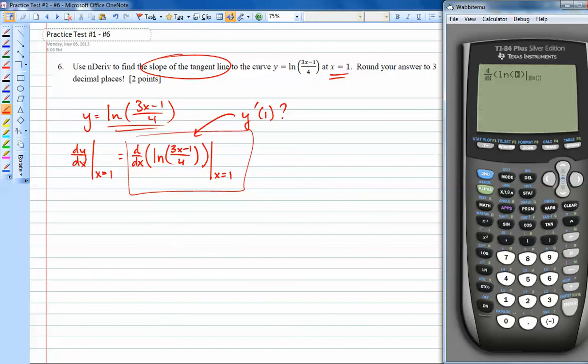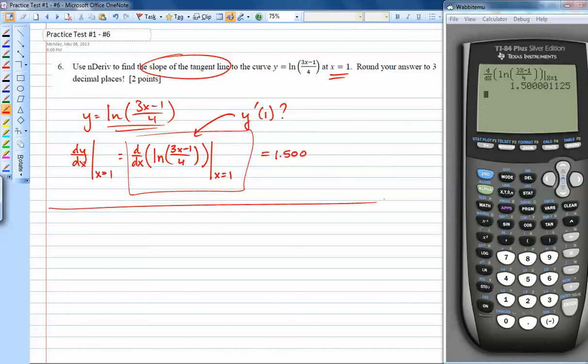So what you can do instead is, if you've got a fraction, a nice trick is going Alpha F1, and this says numerator over denominator, and if I click on that, it'll actually make a little fraction symbol there for me. So now I can type in 3x minus 1 all over 4, and then I'll close my ln parentheses, and then these parentheses are for the d/dx part. And then I wanted to evaluate that when x was 1. So this is really a fancy way of looking at it. It's just, what's the slope of this when x is 1? So there it is. It's rounded to 3 decimal places. It's 1.500.